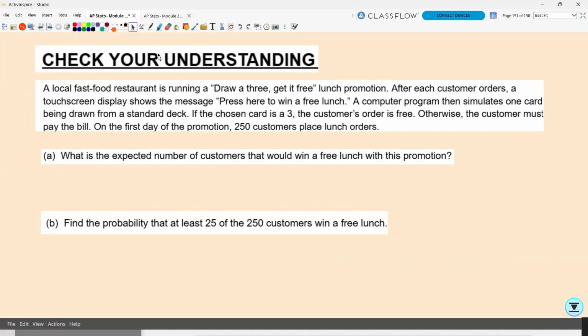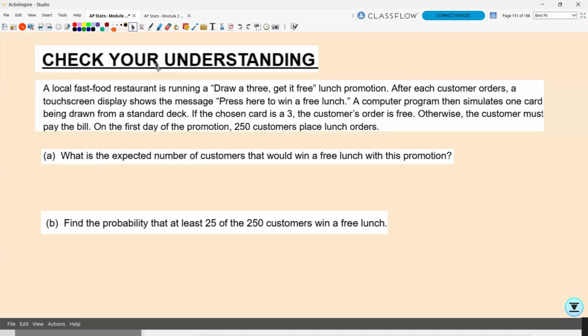Here we go. A fast food restaurant is running a draw a 3, get a free lunch promotion. After each customer orders, a touchscreen display shows the message, press here to win a free lunch. A computer program then simulates one card being drawn from a standard deck. If the chosen card is a 3, the customer's order is free. Otherwise, the customer must pay the bill. On the first day of the promotion, 250 customers place lunch orders.